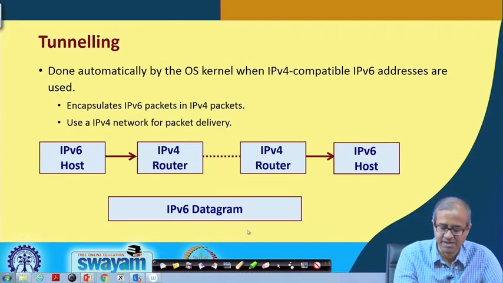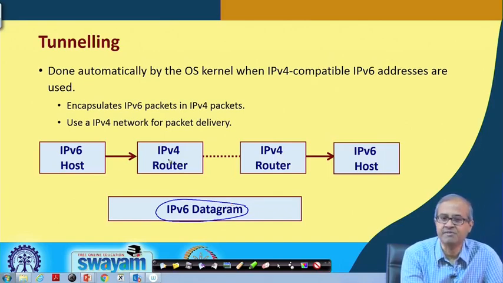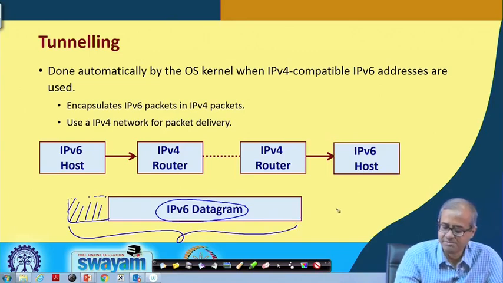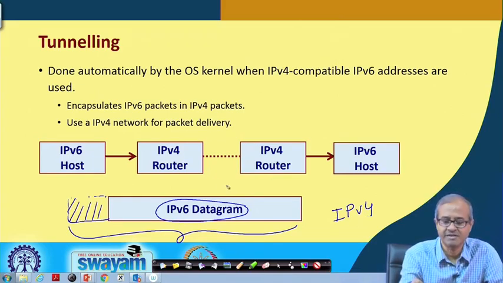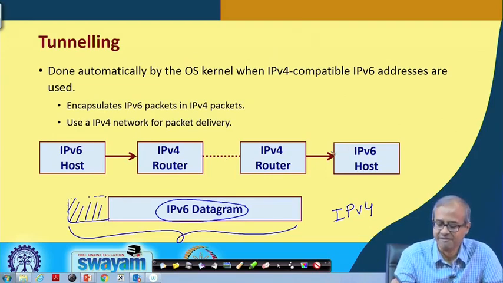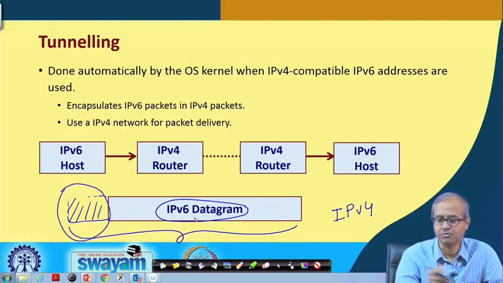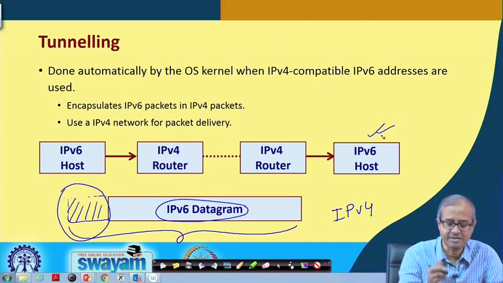Here it is explained diagrammatically. You have an IP version 6 host which is generating an IP version 6 packet. Then you have to send it to an IPv4 router. What you do is append an IPv4 header before it, so the whole thing becomes an IPv4 packet. This IPv4 packet gets routed through an IPv4 network and reaches the final destination. Now, at the final destination, the header is stripped out and the IP version 6 datagram is brought out and delivered to the IPv6 host. This is what is meant by tunneling, right.